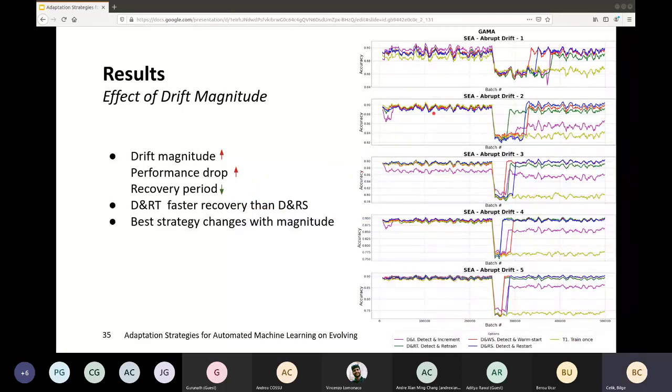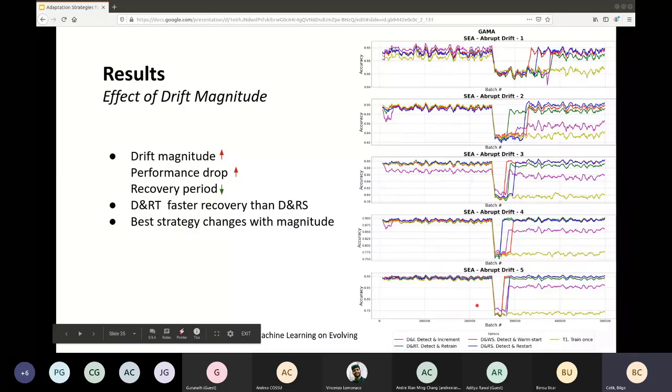That was the drift type. We also looked at the drift magnitude and how it affects things. In the plots, you can see the increasing levels of drift magnitude from top to bottom. What we can see is as the drift magnitude increases, the performance drop also increases, but the recovery period decreases. This is most likely because of the early triggering of the drift detector in high magnitude cases, because of the high fluctuations.